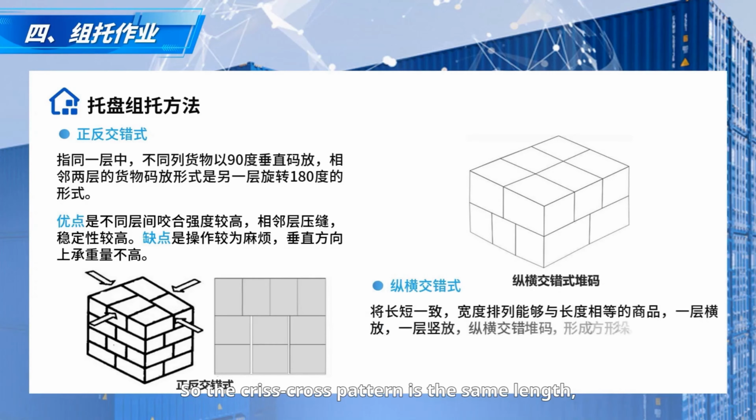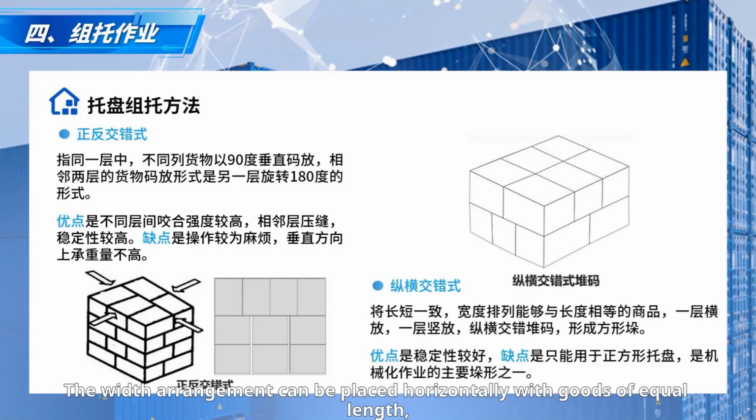The crisscross pattern: the length and width arrangement can be placed horizontally with goods of equal length. A layer of vertical crisscross stacking forms a square stack. The advantage is better stability. The disadvantage is that it can only be used for square pallets. It is one of the main stacking types of mechanized operations.